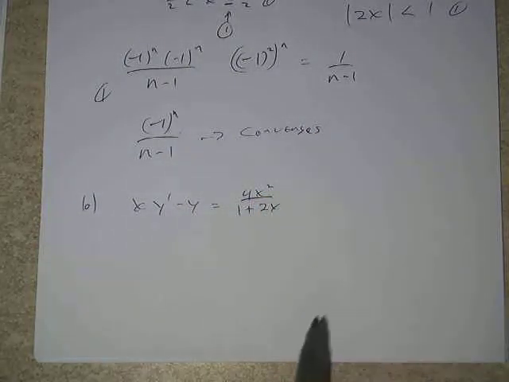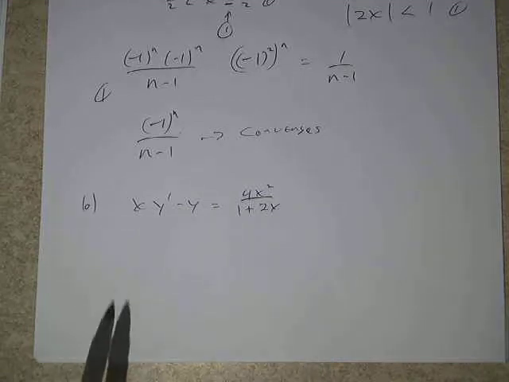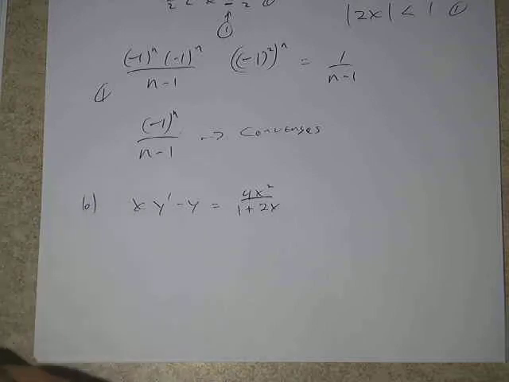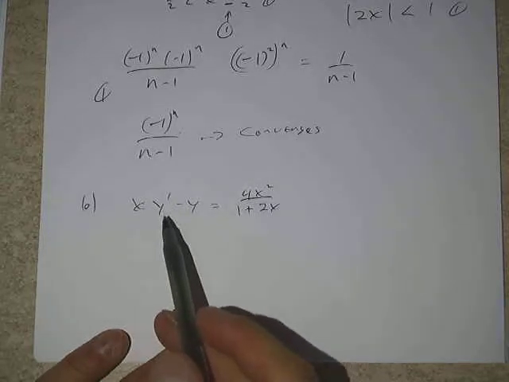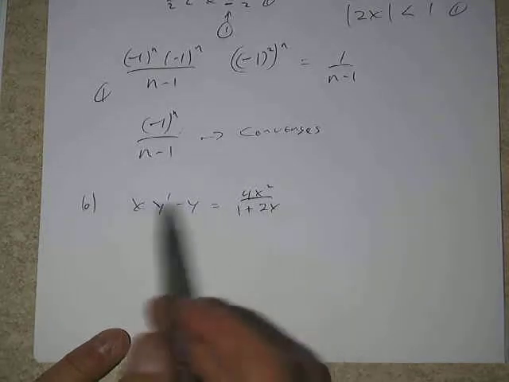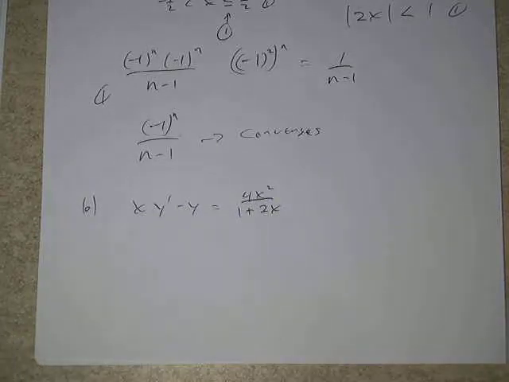Part B is worth 4, obviously, and what we're asked to do here is to show that this y equals f of x function that we were given up top, which is ultimately defined as a summation, is a solution to the differential equation. And the differential equation that we have is x y prime minus y equals 4x squared, and then 1 plus 2x.